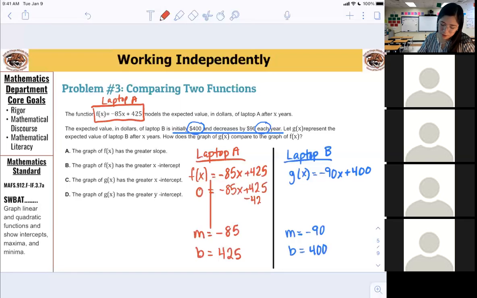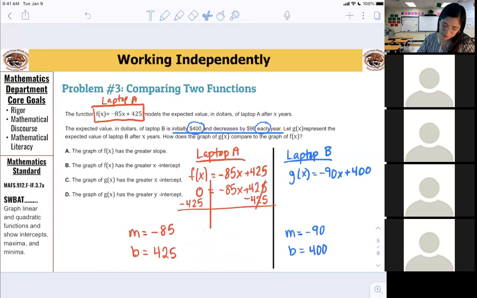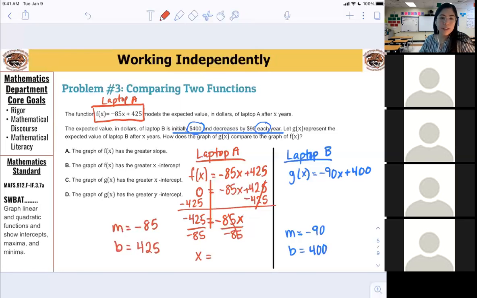I'm going to subtract 425. So I get negative 425, and let me just move this over. Negative 425 equals negative 85x. And then from there, I can divide both sides by negative 85. When you do that, negative 425 divided by negative 85, did anyone get an answer for that? Five. 5, good. So I know that the x-intercept is 5.